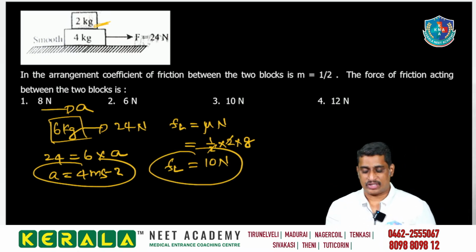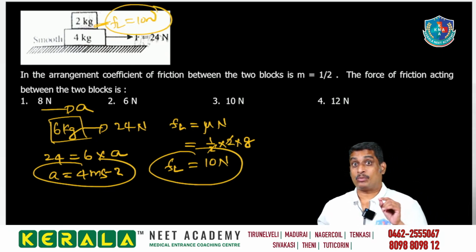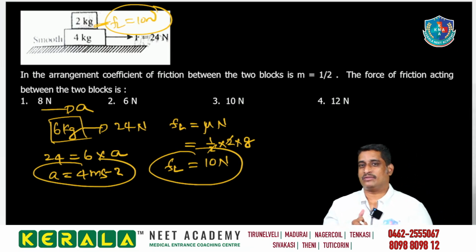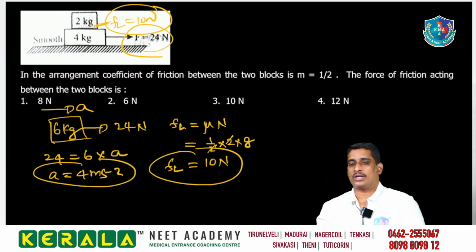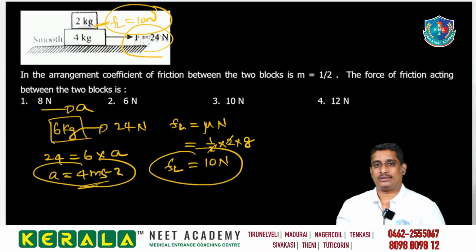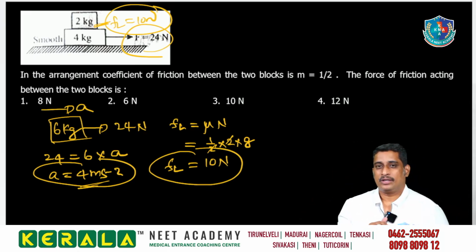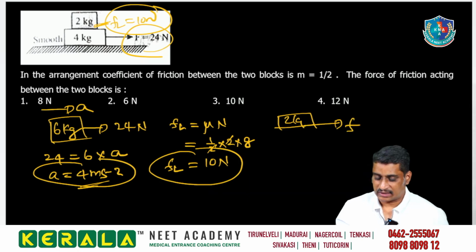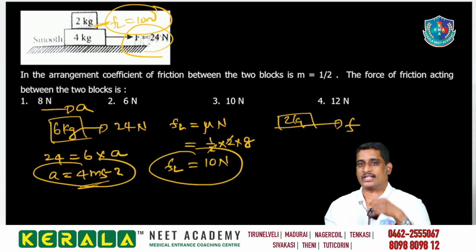Between these two blocks, limiting friction is 10 Newton, which means 10 Newton is the maximum friction that can exist between the blocks. But how much friction will actually exist depends upon the applied force. Here we assumed that the two blocks are moving with a common acceleration 4 meters per second square. To produce 4 meters per second square acceleration in the upper block, how much friction is required? Let us find out that. If you take the upper block as the system, 2 kg, the friction exerted by the lower block over the upper block provides acceleration to the upper block.